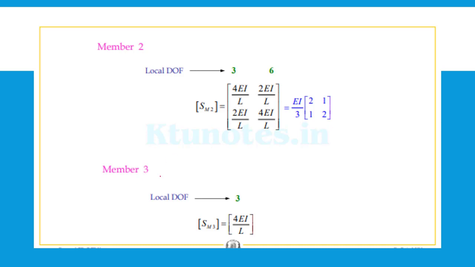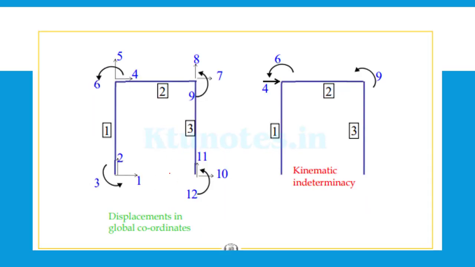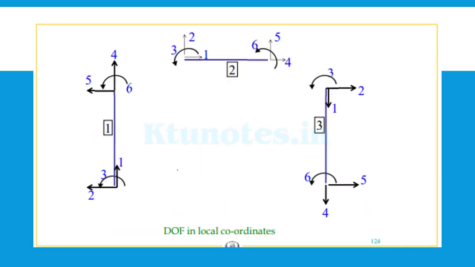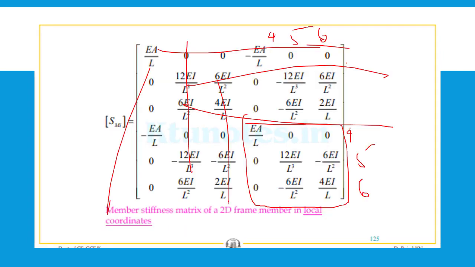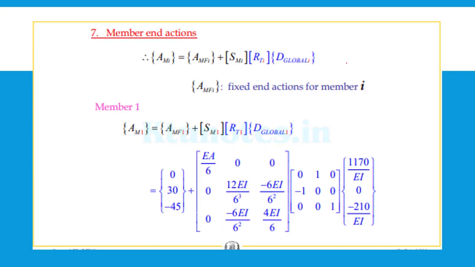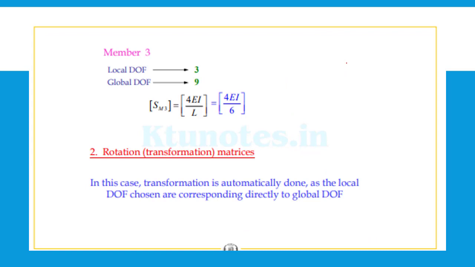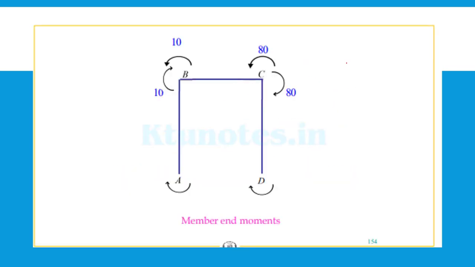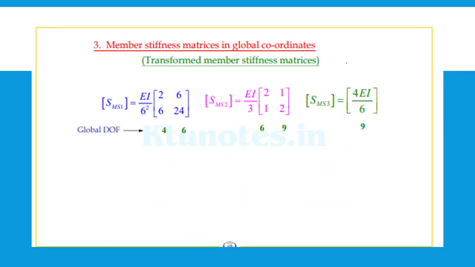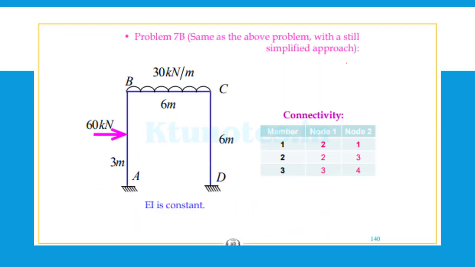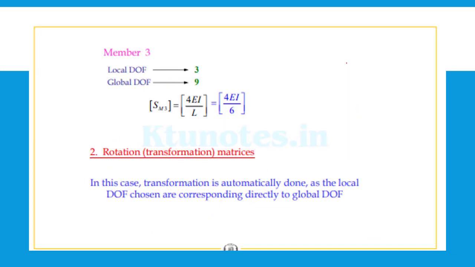For member 3, that is for the rightmost point, we have only rotation happening. So 1, 2, 3 will be there, and 3 will be the rotation for the member, that is in the local coordinate. It is this one. So this will be for the last member. Okay, so the local coordinate will be 3 and the global will be 9.